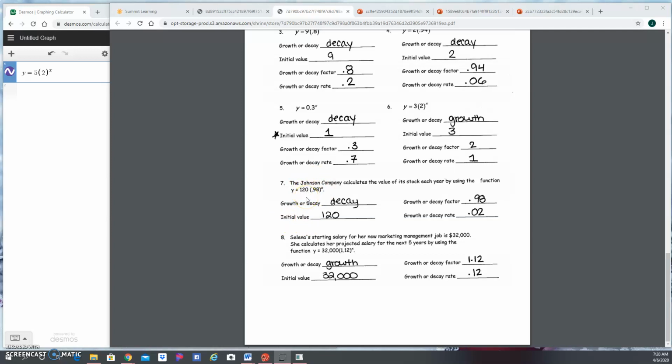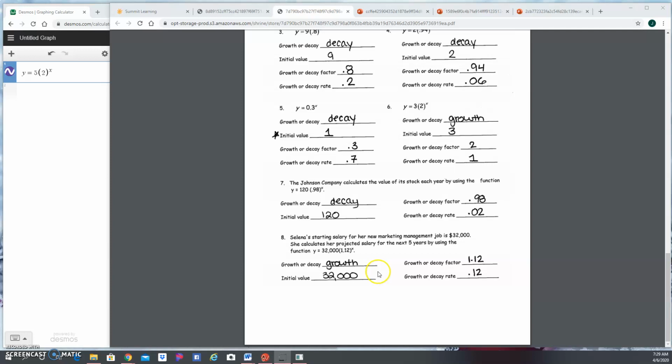I hope you still remember the cancer cells experiment that we did, and we started with 2 there, so 2 was outside. So in this case, your 120 is your initial value or your starting point. Again, this is decay because it's less than 1 inside the parentheses. Your growth or decay factor is 0.98, but the rate is 0.02. Why is it 0.02? Because I want you to think about $1. If you have 98 cents, what did you take out of your $1 to make it 98 cents? Yes, you took out 2 cents. So 0.02 represents your rate.